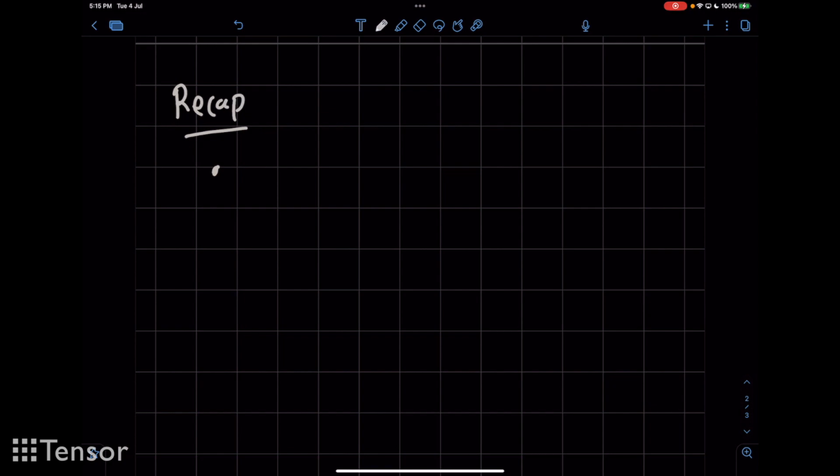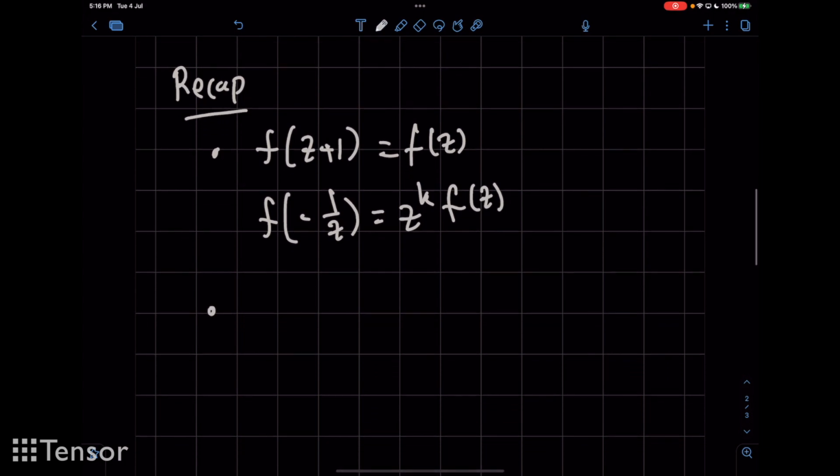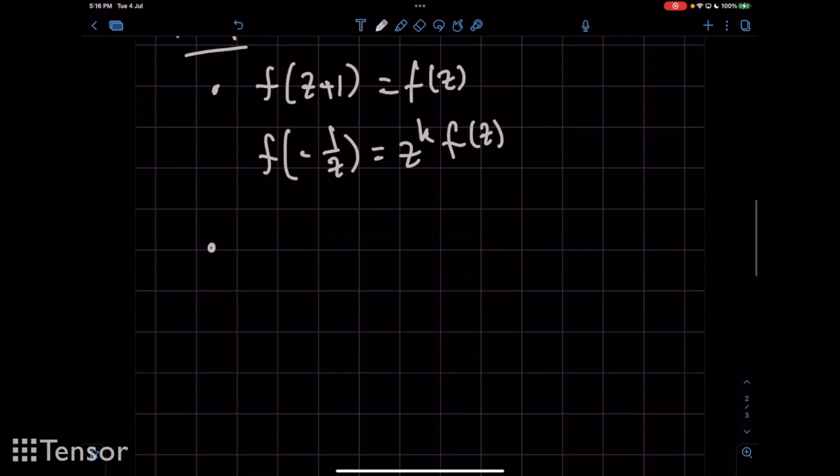Basically, a modular form is a complex holomorphic function that is one periodic, that is f of z plus 1 is f of z. And we have another condition that f of negative 1 over z is equal to z to the k f of z. If this happens, we call the function f a modular form of weight k. And then we've seen an example of a modular form that we called the Eisenstein series.